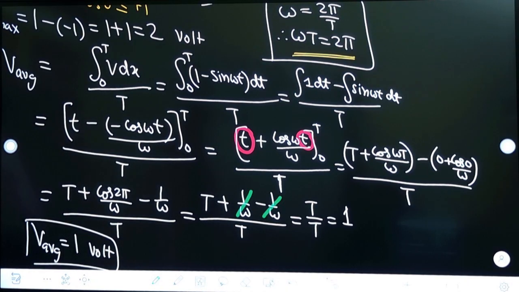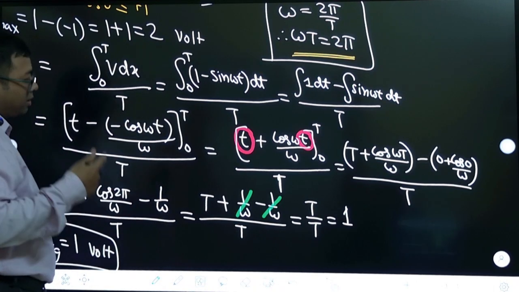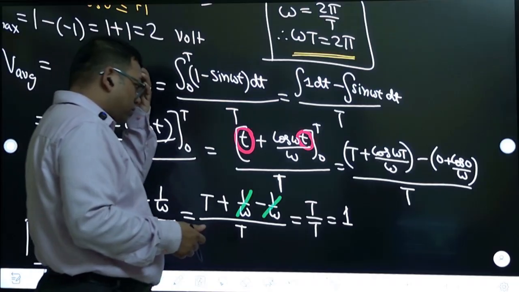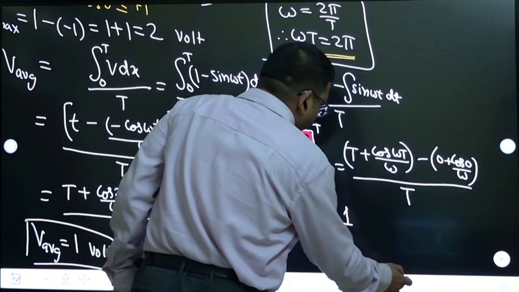Done. Okay, let us move next. So we have done the average. Now we have to do RMS. So let us go to the next slide. RMS. Third one.